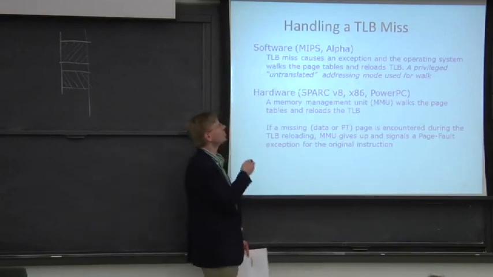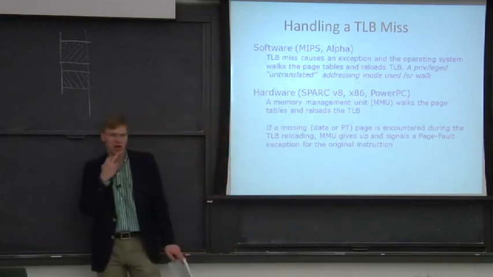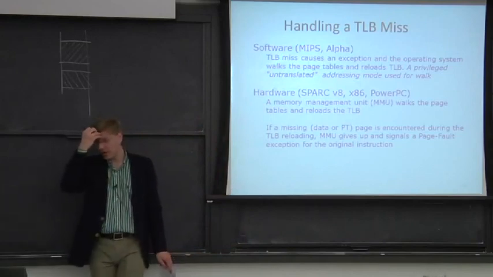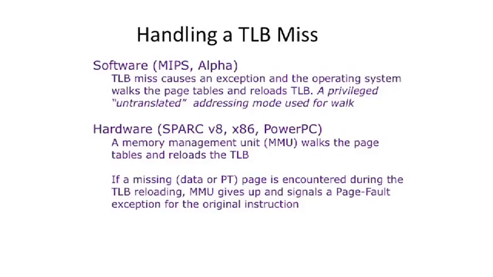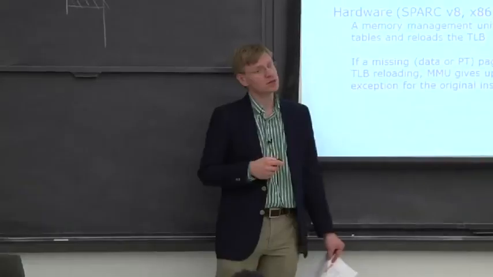Another common approach, which is what MIPS and Alpha do, is they'll actually use software to do that walk. And effectively this is similar to having the miss case of your cache be done in software, or it's done in the operating system here. And why this can work out and not be too horrible is because TLB misses are relatively infrequent. So because the TLB miss is relatively infrequent, you can try to do it in software.